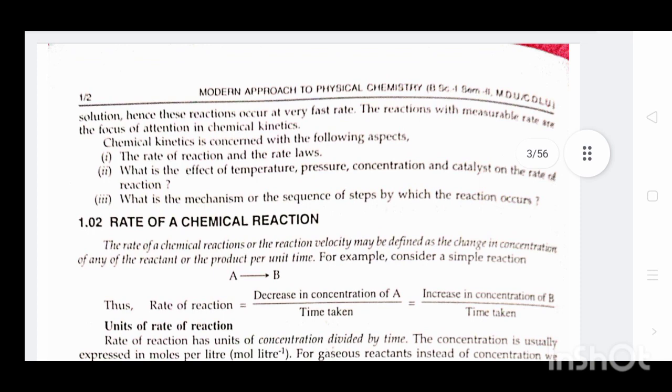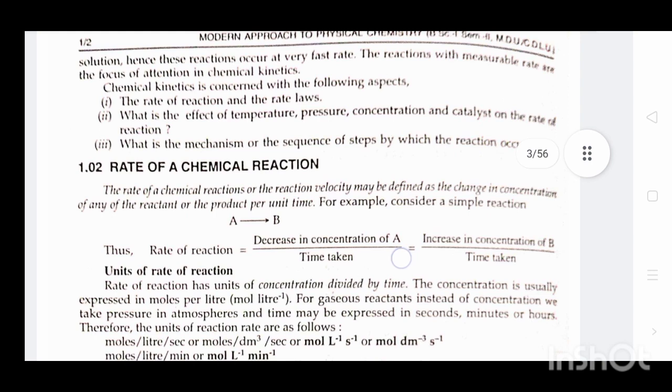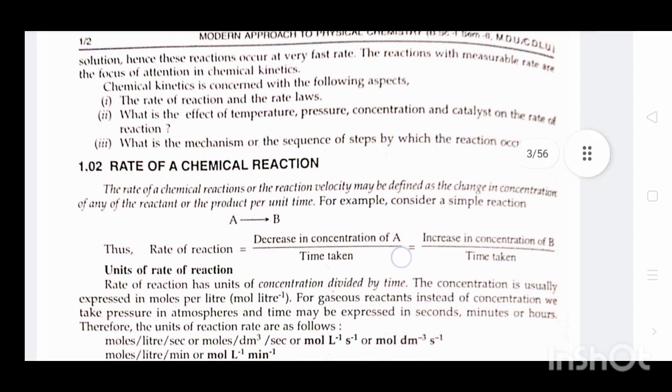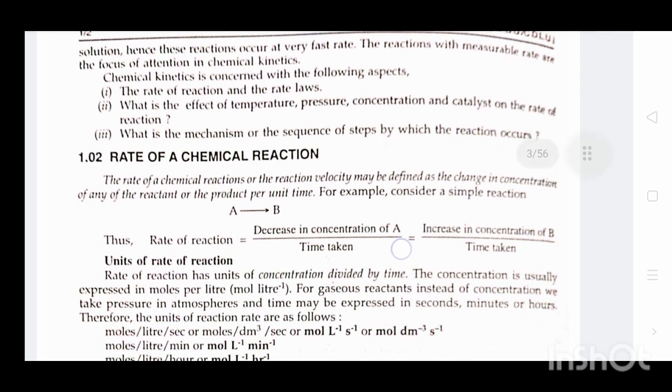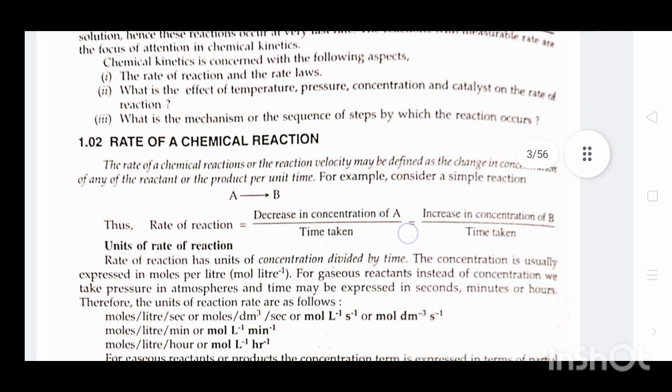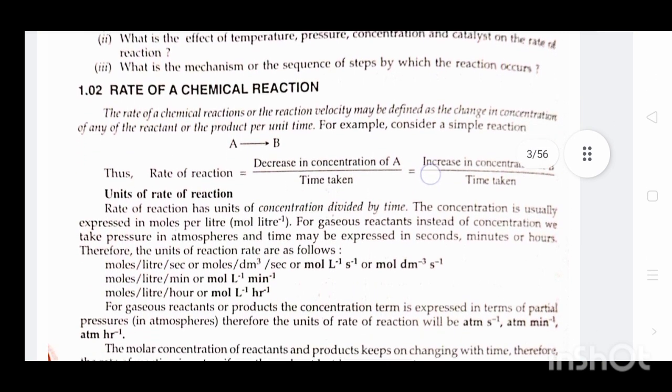The reactions with measurable rate are the focus of attention in chemical kinetics. Chemical kinetics is concerned with the following aspects: the rate of reaction and the rate laws; the effect of temperature, pressure, concentration, and catalyst on the reaction rate; and the mechanism, or the sequence of steps, by which the reaction occurs.